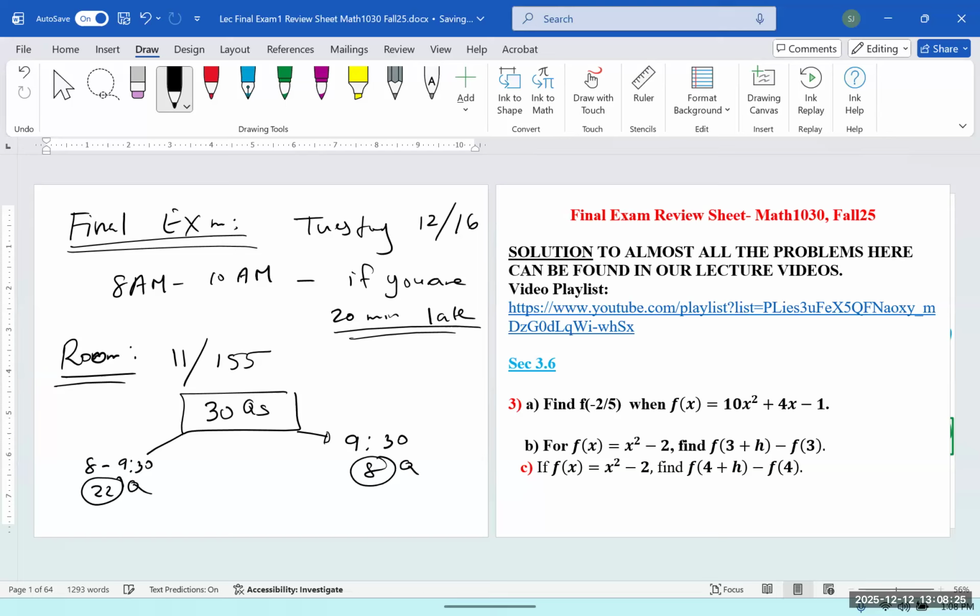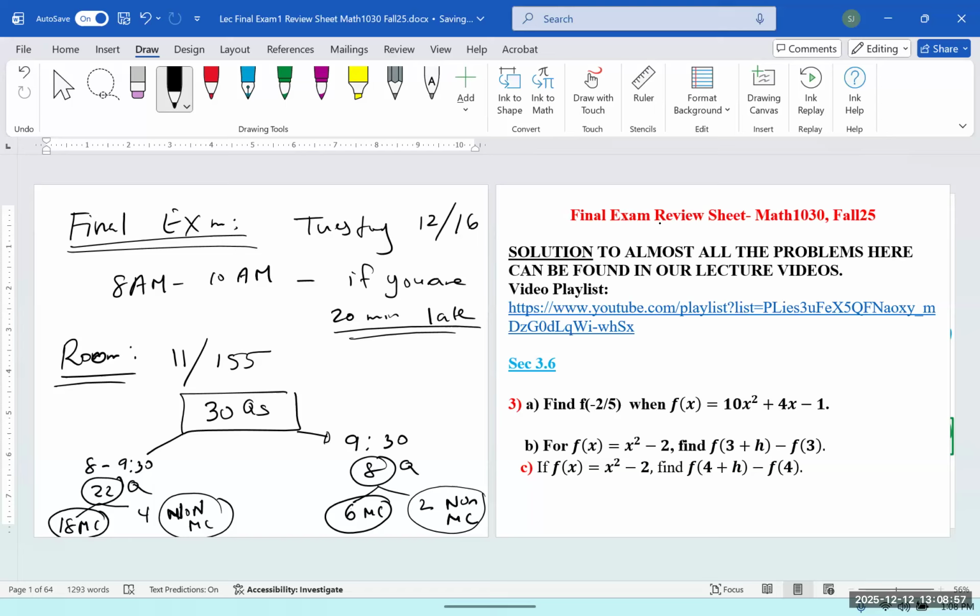In these 8 questions, 2 are non-multiple choice, and what is 8 minus 2? 6. 6 multiple choice. And then in the 22, you have 4 non-multiple choice. And what is 22 minus 4? 18. 18 multiple choice.